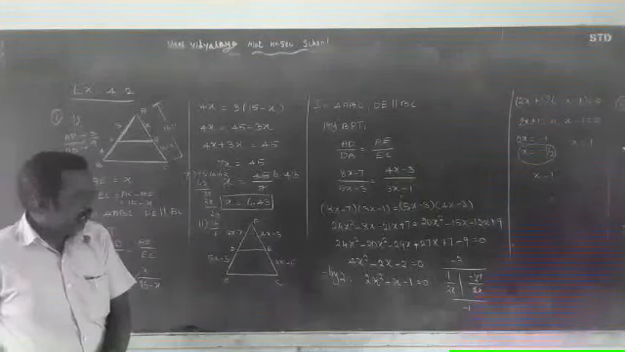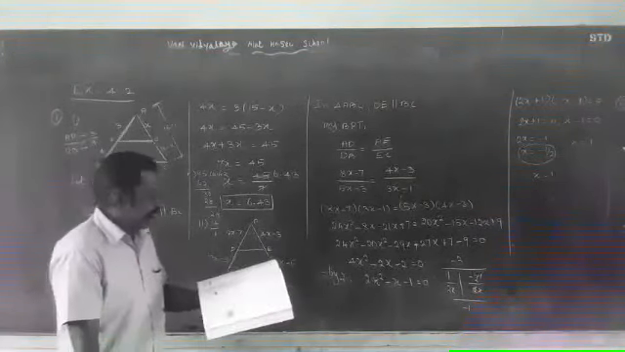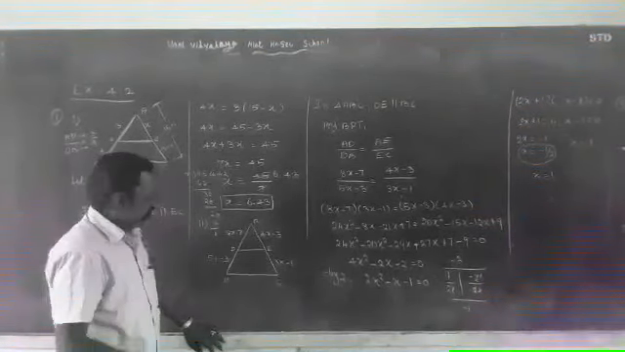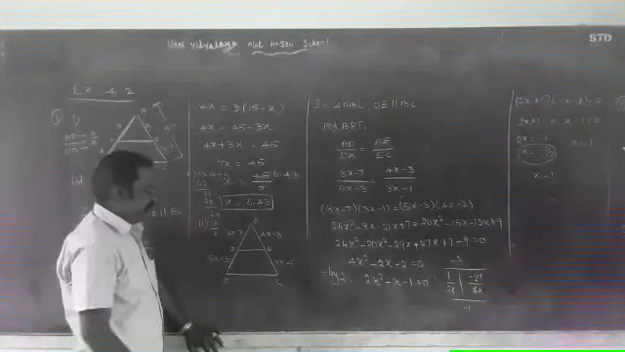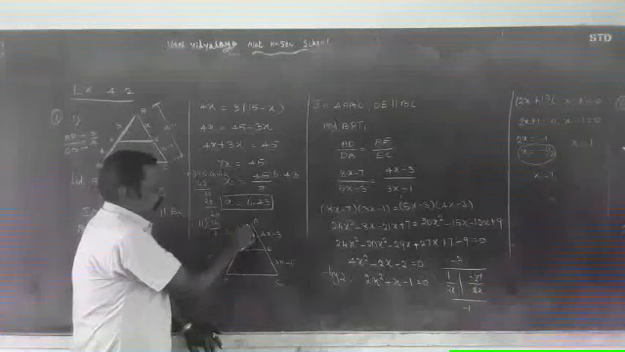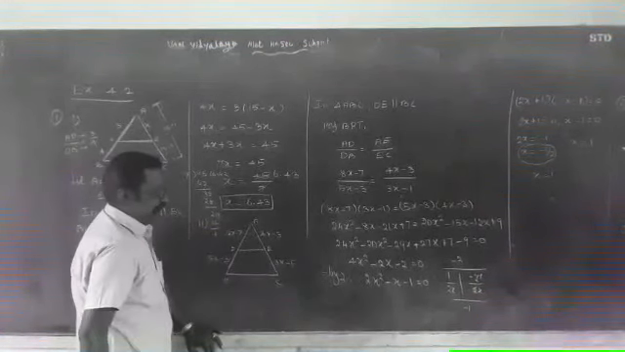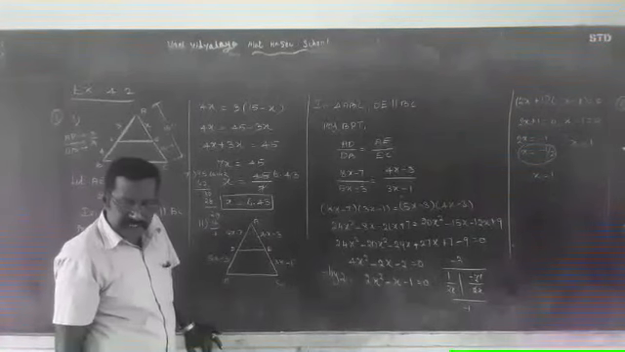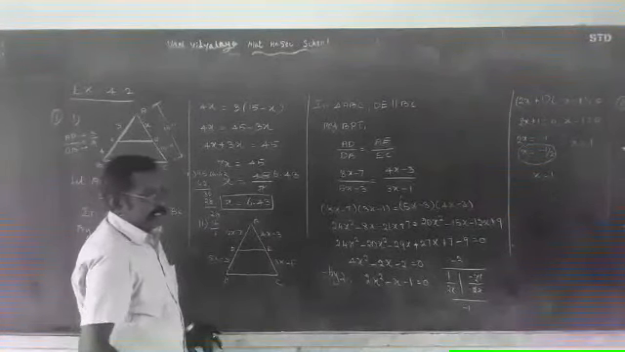Similarly, second question: AD equals 8x minus 7, DB equals 5x minus 3, AE equals 4x minus 3, EC equals 3x minus 1. He asked the question, find the value of x.